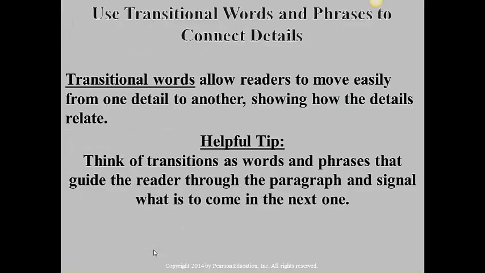A reader must use transitional words and phrases to connect details. Transitional words allow readers to move easily from one detail to another. They show how details relate to one another. You might think of them as words that guide and signal. They guide the reader through the paragraph and signal what is to follow.